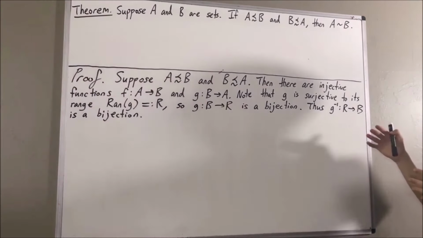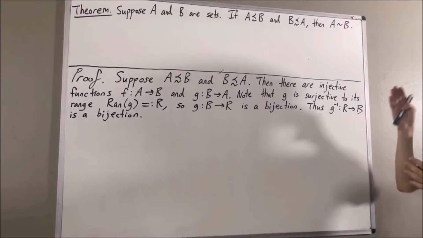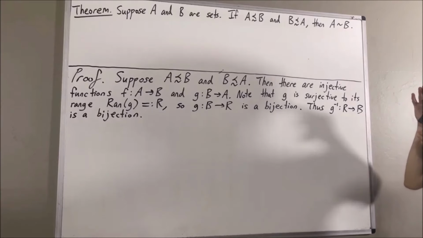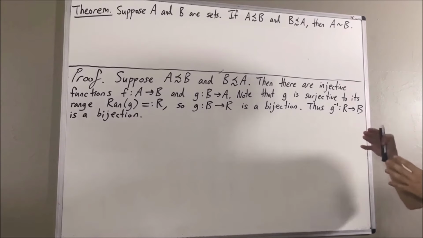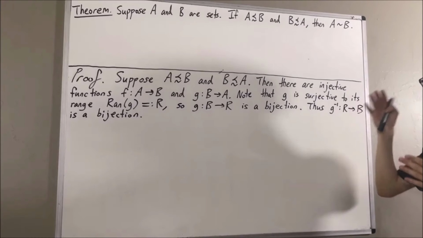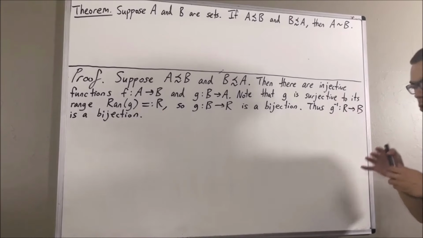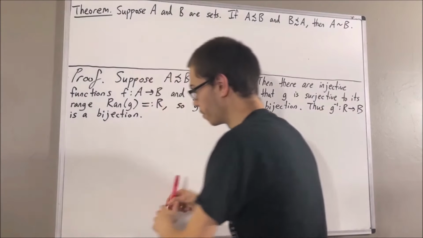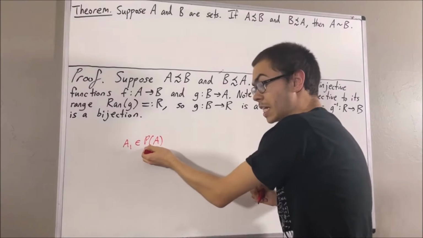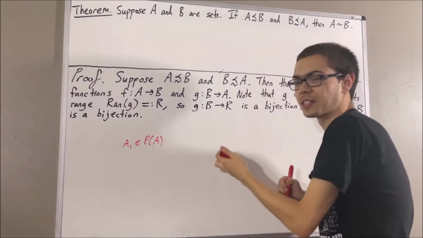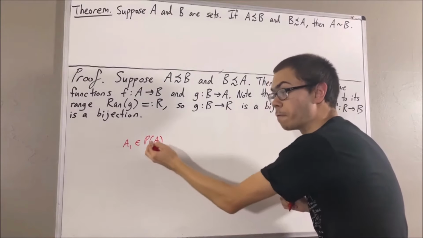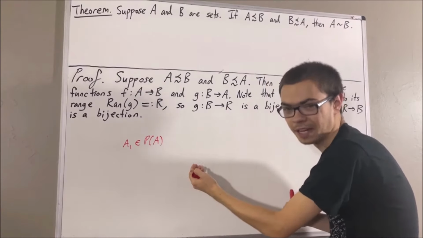Okay, so now we're going to define a recursive sequence of sets. And all of these sets are going to be subsets of A. In other words, they're all going to be elements of the power set of A. So the first set in our sequence will be A1, and it's going to be an element of the power set of A. Now, to obtain all the other sets in our sequence, we are going to consider a function that goes from the power set of A to the power set of A.